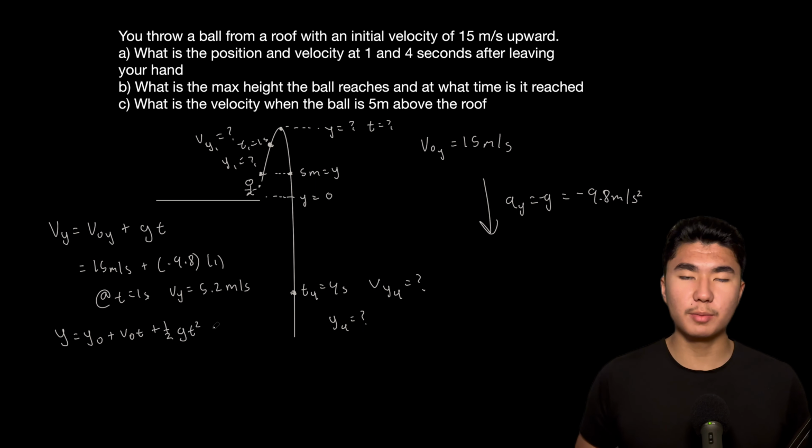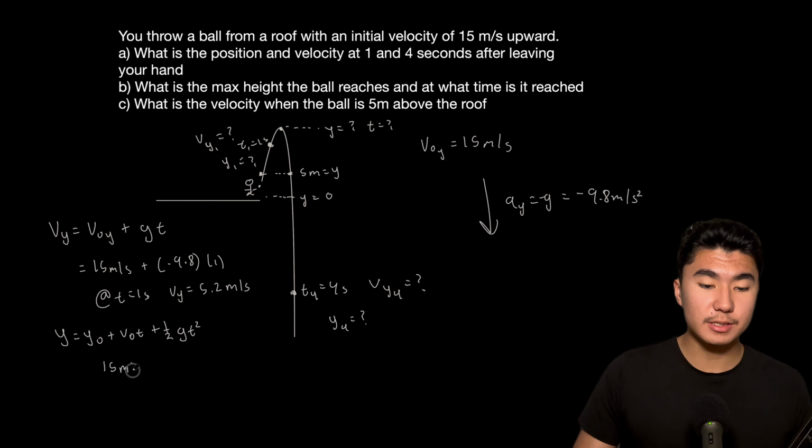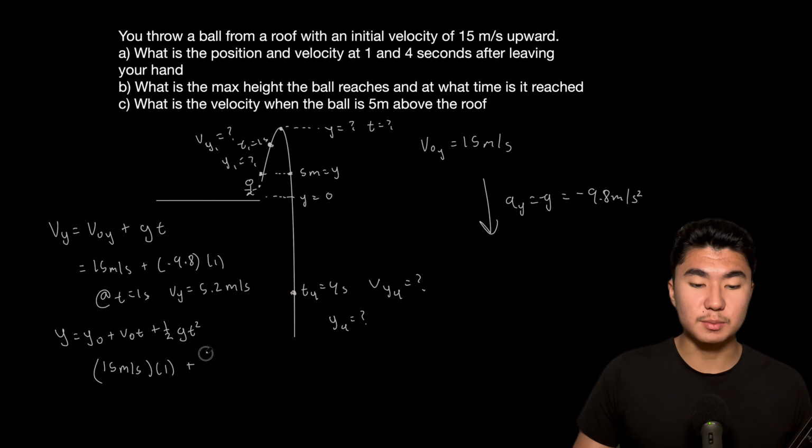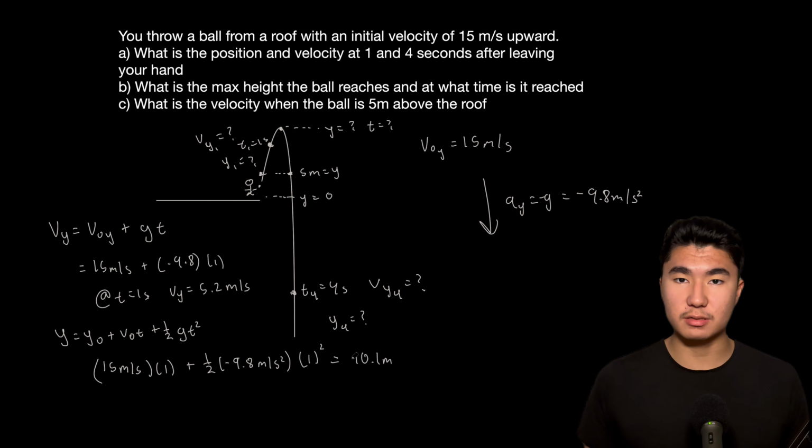But once you do, you pretty much get it on lock. So we know that our initial position is 0, so we don't really have to worry about that. We know our initial velocity is 15 meters per second, and our time that we're looking at is 1 second, and this is plus 1/2 times negative 9.8 meters per second squared, times time in seconds, so that's squared, and this is going to get us a position of 10.1 meters in the positive direction.